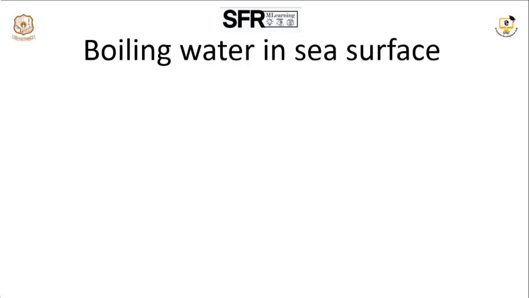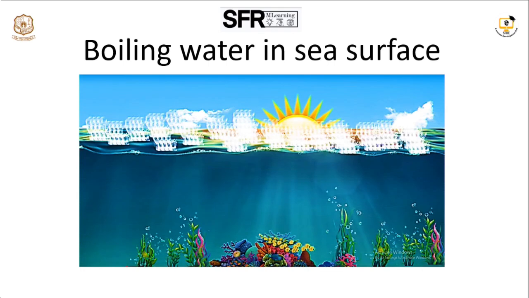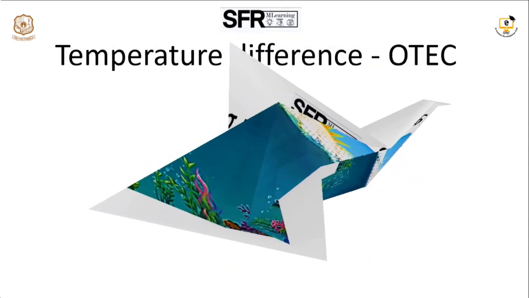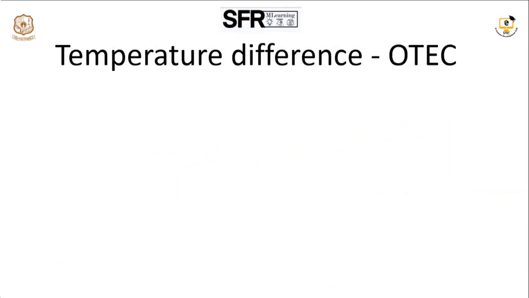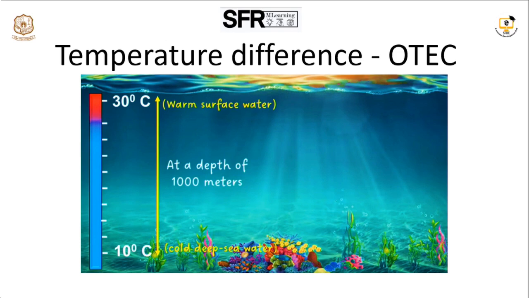Therefore we are going for ocean thermal electric conversion. For that purpose we are using water as steam. Suppose the boiling point of normal water is 100 degrees Celsius, but in sea water it may be decreased. Why it may be decreased, we are going to discuss. So OTEC means ocean thermal electric conversion. Here you can see the sea surface temperature is 30 degrees Celsius, but the cold deep sea water is 10 degrees Celsius. There is a 20 degrees Celsius difference, and this difference is important for ocean thermal electric conversion.